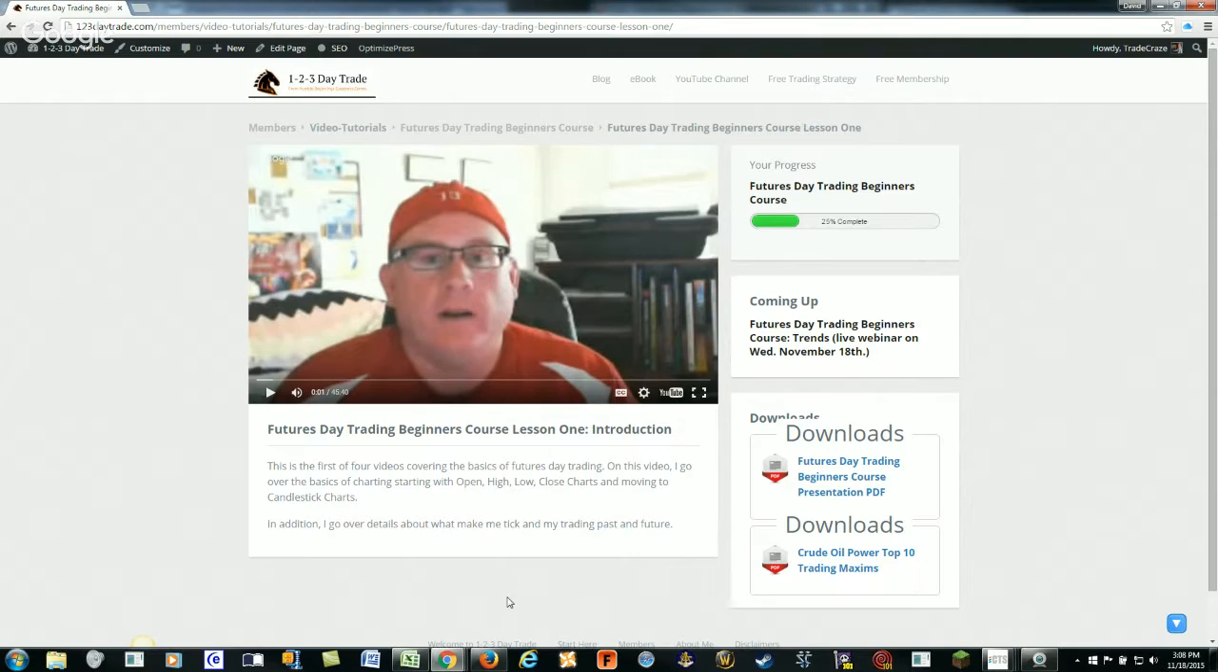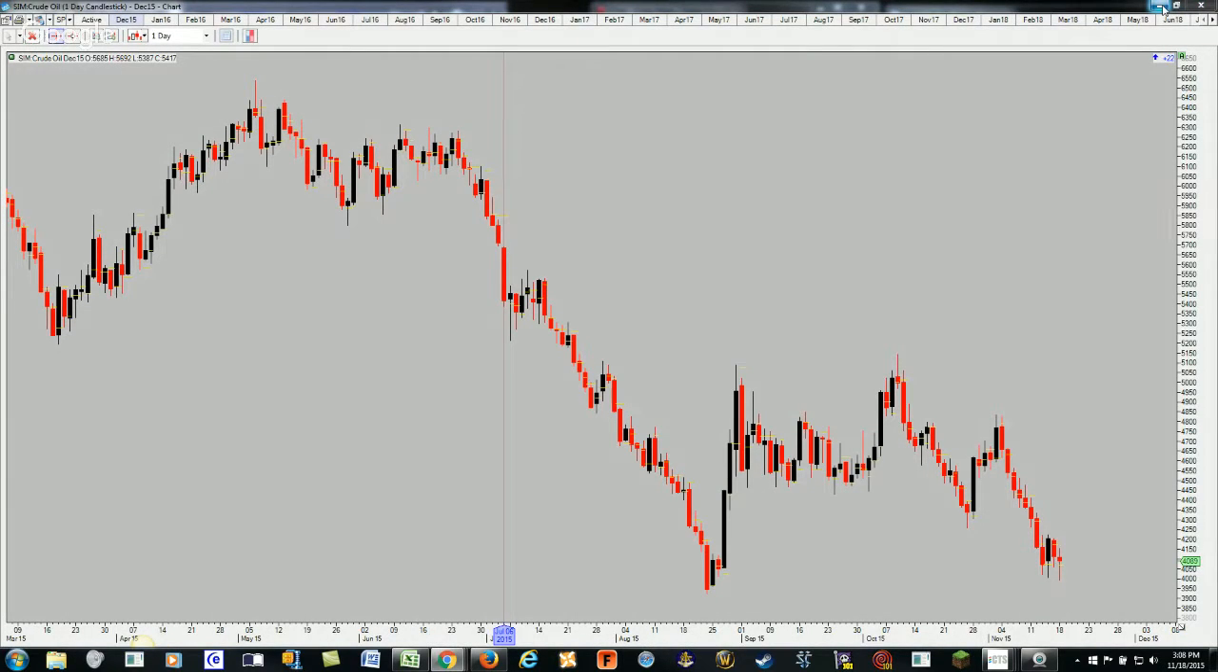So let's get rolling. Let me pull up our lesson here for today. Now, if you go back to lesson 1, where we left off last was on the candlestick chart. What we're looking at right now is the candlestick chart, specifically the daily chart. Now, how do we determine the trend? So that's where we are right now.